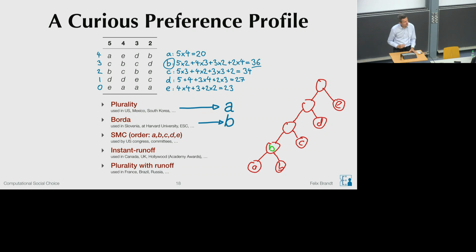Now the next pairwise comparison is between B and C. C would win, okay, so since nobody disagrees, I guess I don't have to show you the voters. C and D. C again wins. And C and E. Again C. Okay. Can we have a tie?